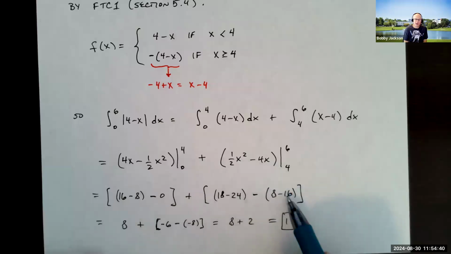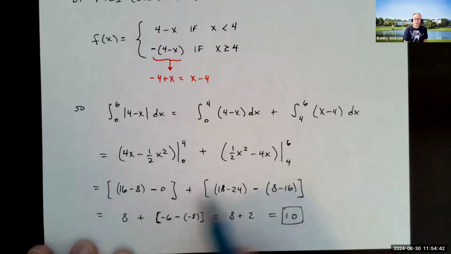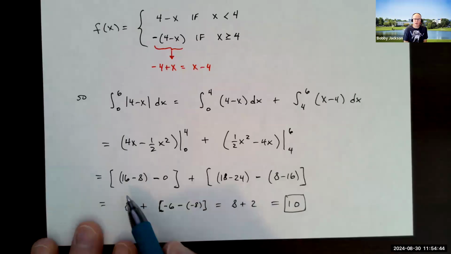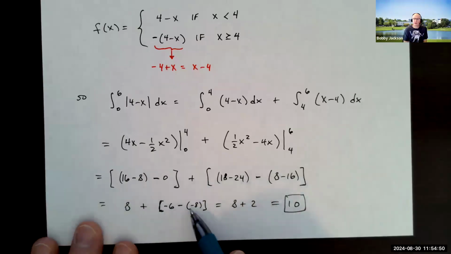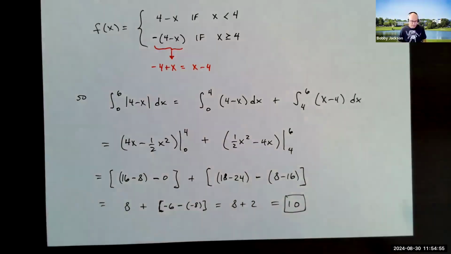So now just evaluate this. 16 minus 8 is 8. Minus 0, 8. 18 minus 24 is negative 6. 8 minus 16 is negative 8. Negative 6 minus negative 8 is 2. And so I get 8 plus 2 is 10, just like we got in the example above.